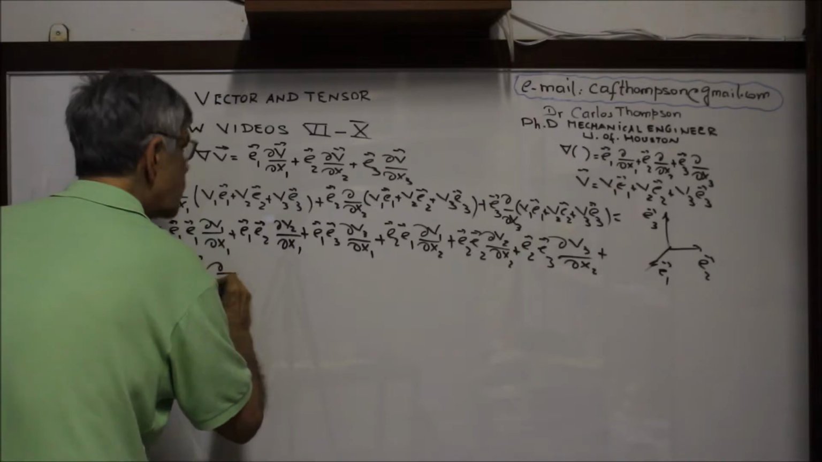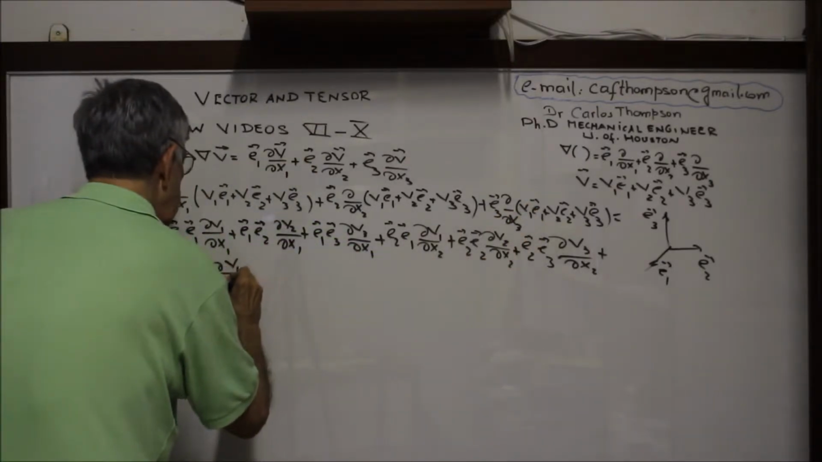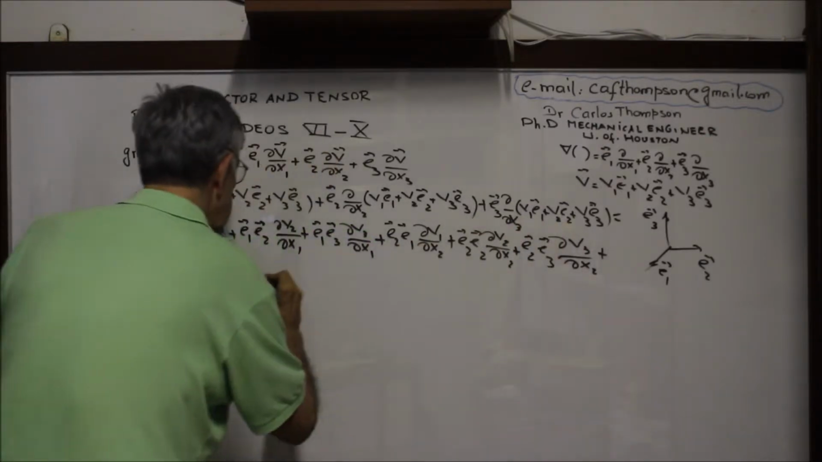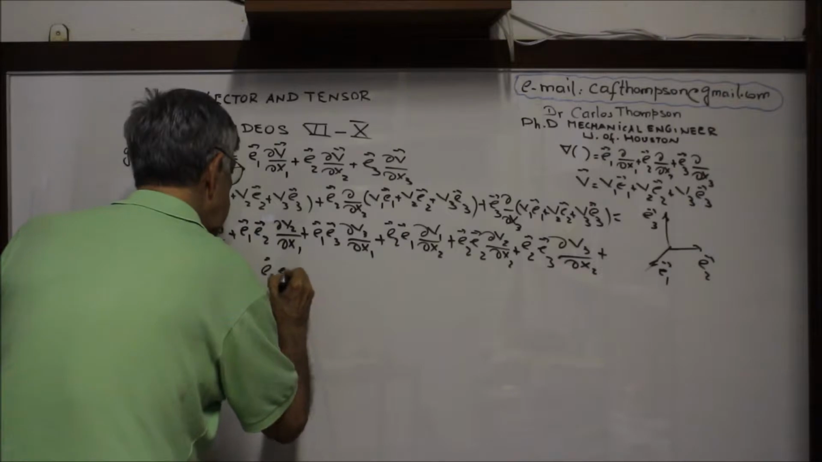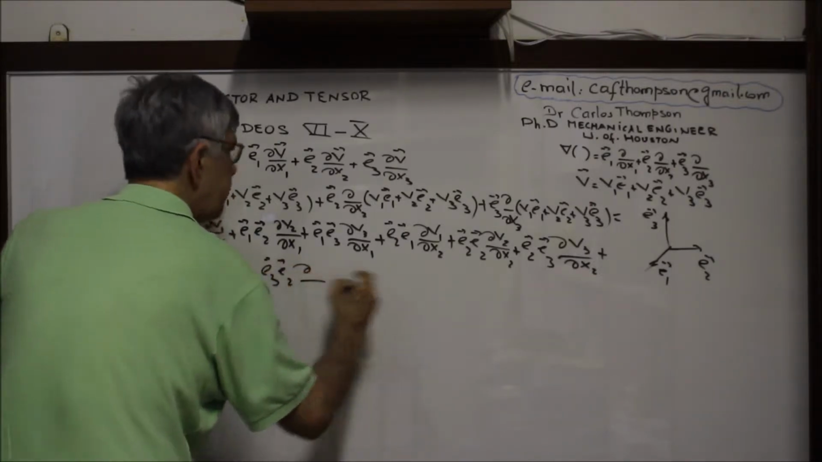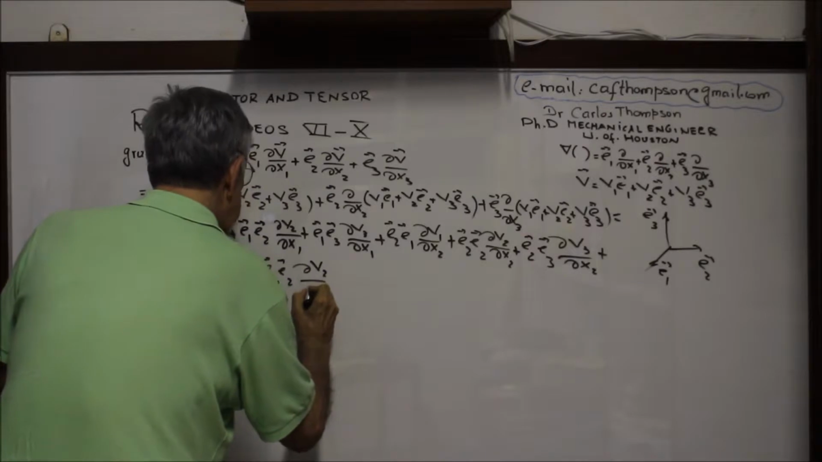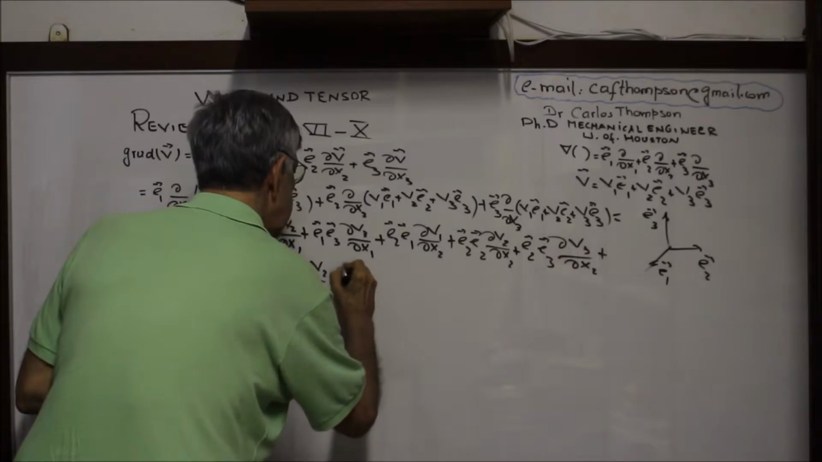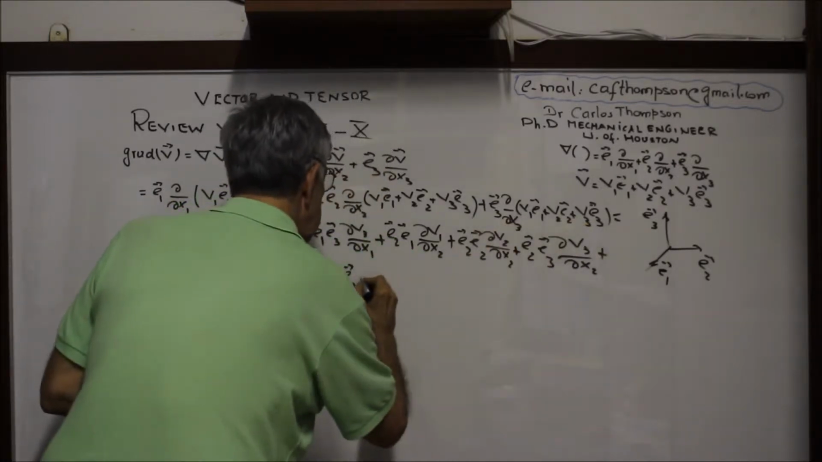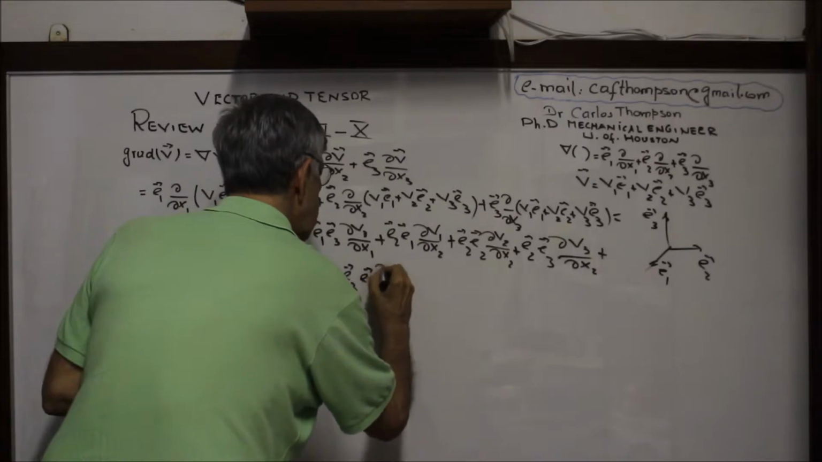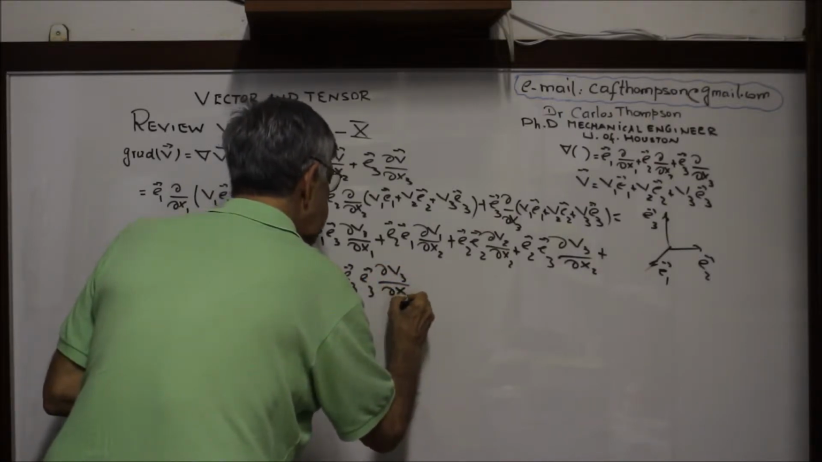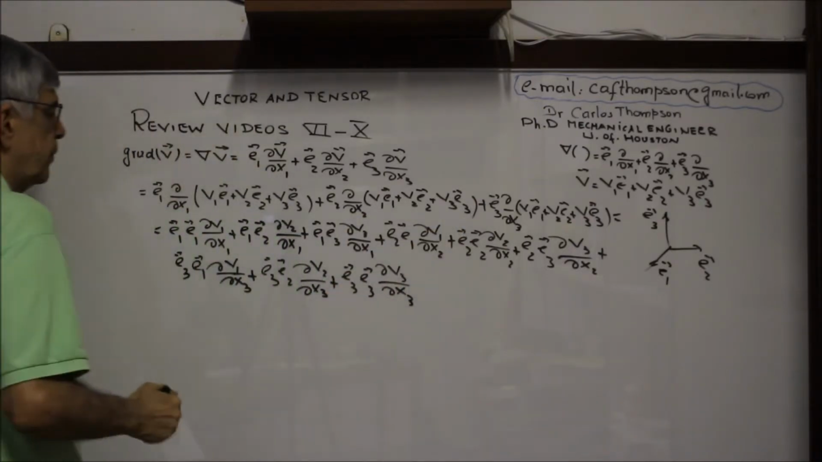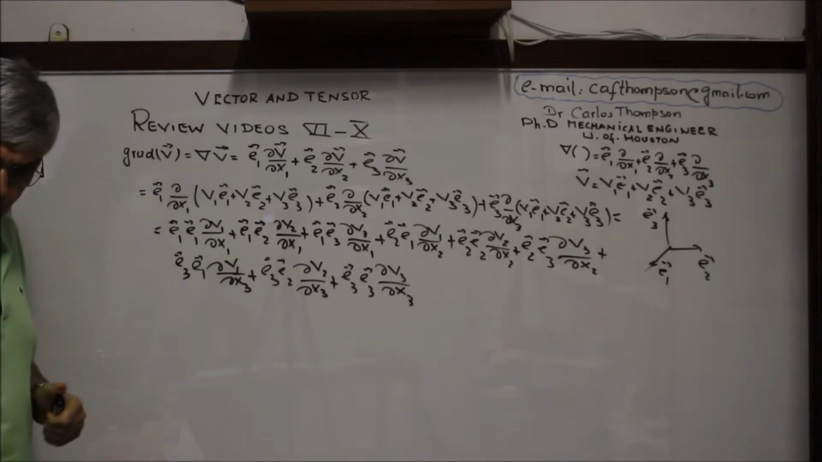plus now this term here will be e3 e1 partial of v1 with respect to x3 plus e3 e2 partial of v2 with respect to x3 plus e3 e3 partial of v3 with respect to x3. You see, look, this is a second order tensor. Now you can see interesting things here.